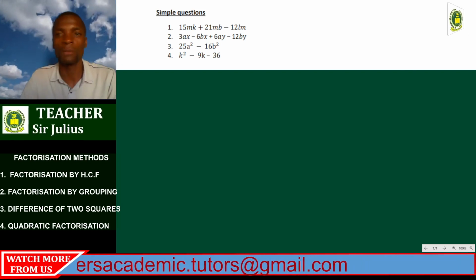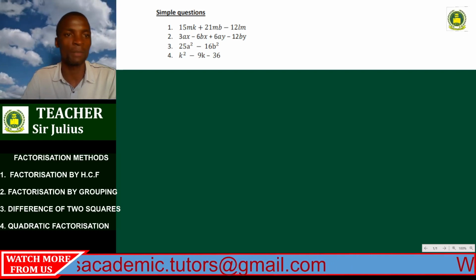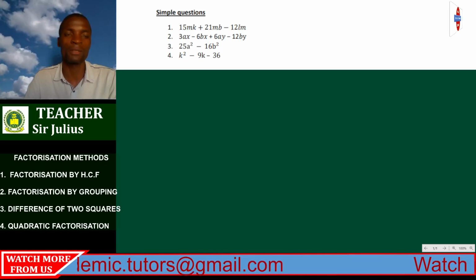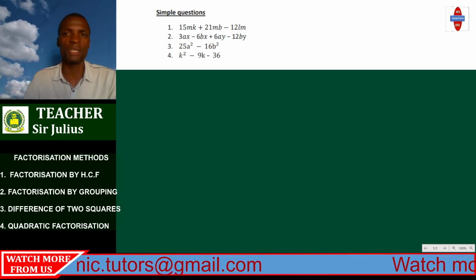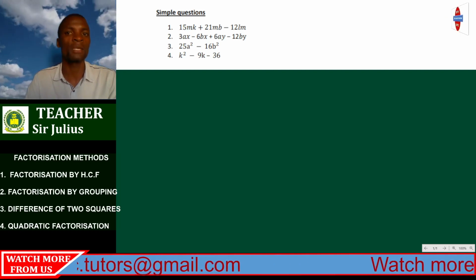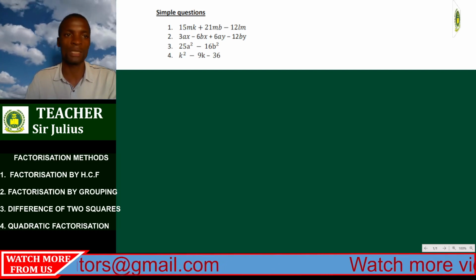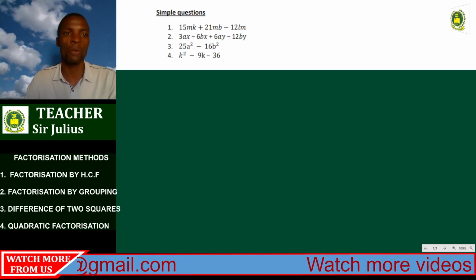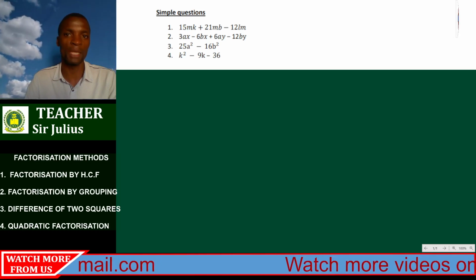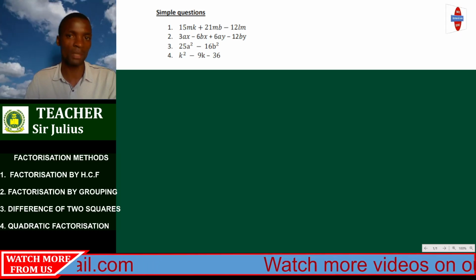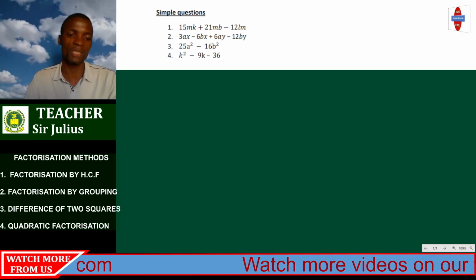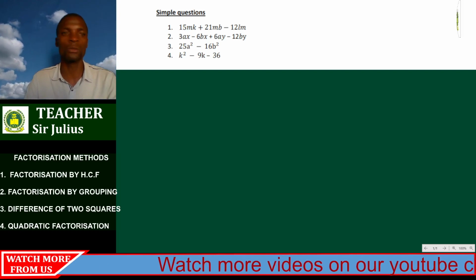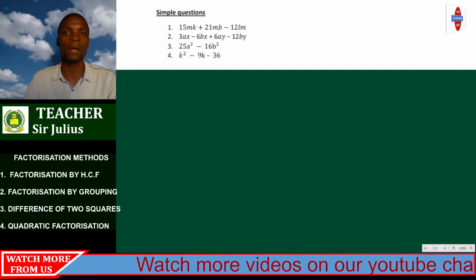So the first method that I'm going to introduce at this moment is what we call factorization by HCF. How you know whether it's factorization by HCF, do not worry about it. What I want to say is factorization by HCF is the primary method of factorization, whereby before attempting any question, you must first test whether it can be factorized by HCF or not. So it is a must that you test every question whether it can be factorized by HCF before you attempt it.